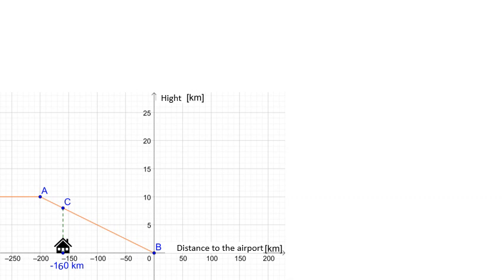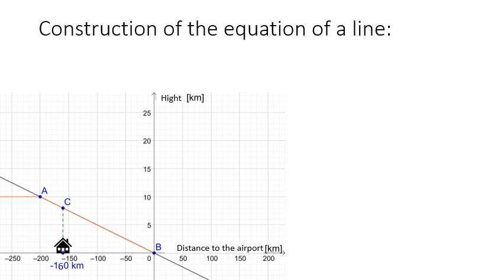Well, we'll try to find the equation of the line AB. This equation will make it easier to find the second coordinate of C. What do we know about the line AB? Well, A is a point on the line, and its coordinate is (-200, 10). And B is also a point on the line, and its coordinate is the origin, or in other words, (0, 0). Thus, there are two given points on the line.